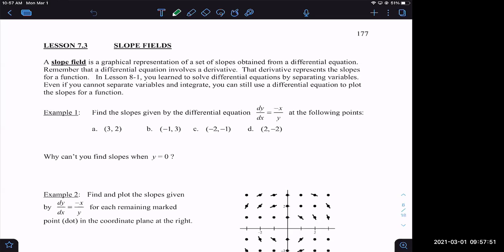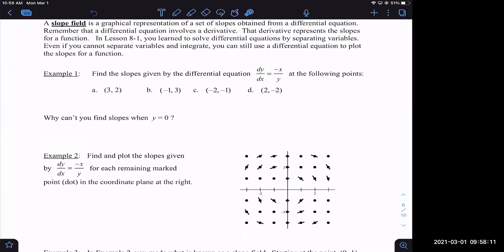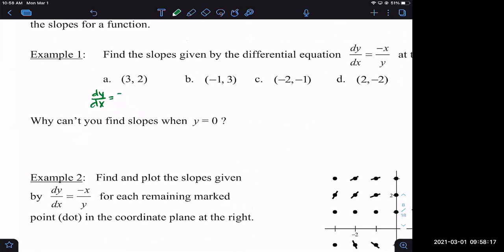So it says a slope field is a graphical representation of a set of slopes obtained from a differential equation. Looking at example 1, they're giving us this differential equation. The differential equation is just an equation with the derivative, so they're telling us what the derivative is. And they want us to evaluate the derivative at each of these points. So I'm going to take the dy dx. They told us dy dx is negative x over y, and I'm evaluating it at the point 3, 2.